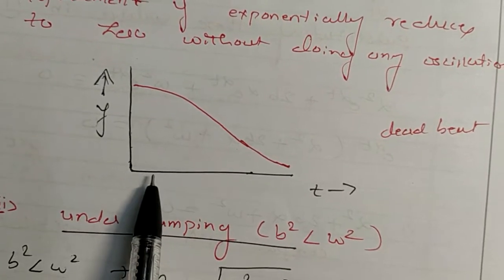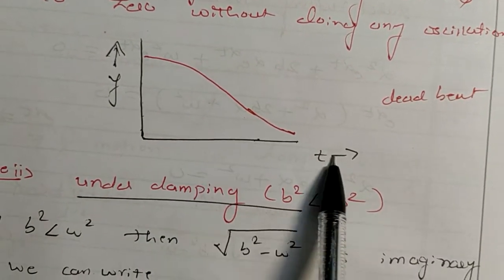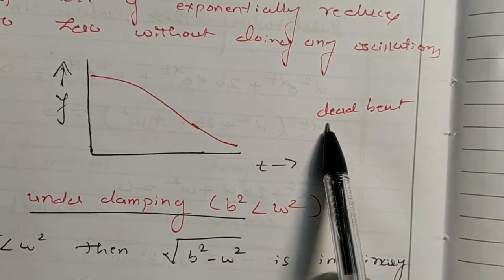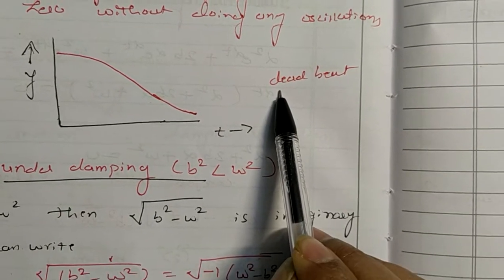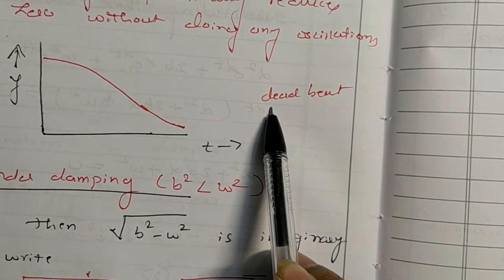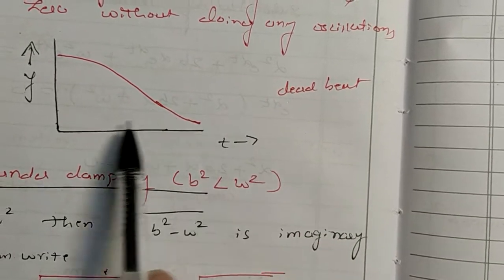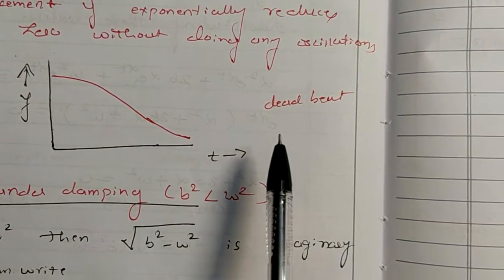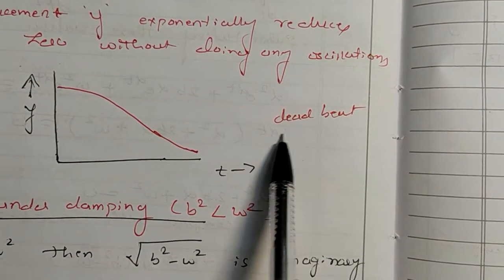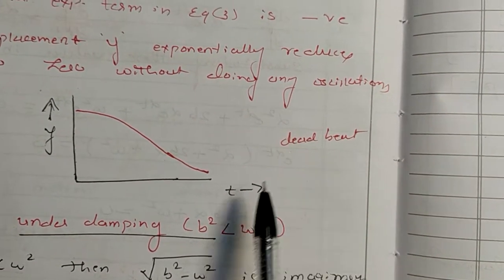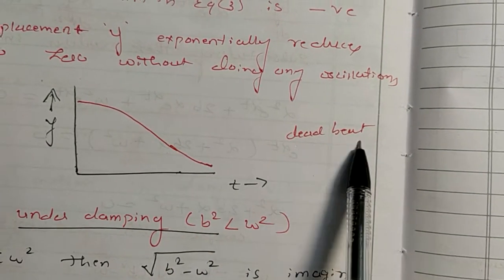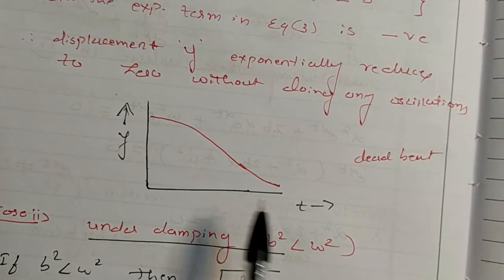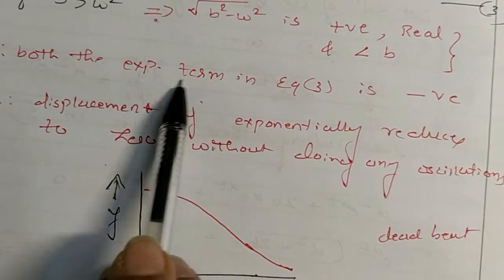If I plot the graph of displacement along the y-axis and time along the x-axis, it looks like this. This is also called deadbeat. For example, if you move a simple pendulum in thick oil like castor oil, it is the overdamping case. A deadbeat moving coil galvanometer is also an example of this case. Overdamping is also called the deadbeat case. There is no much derivation here, only discussion.